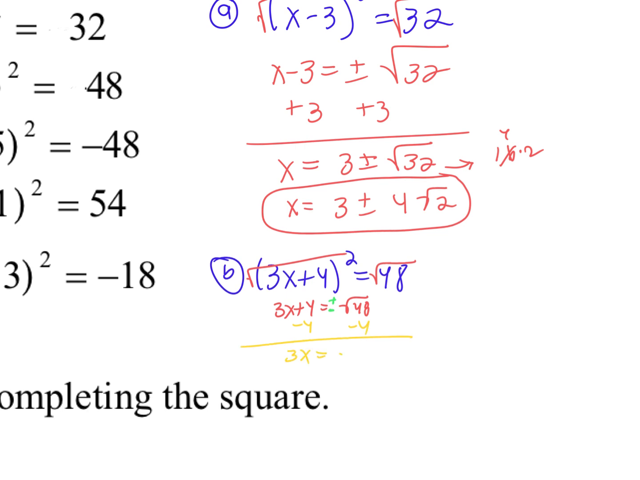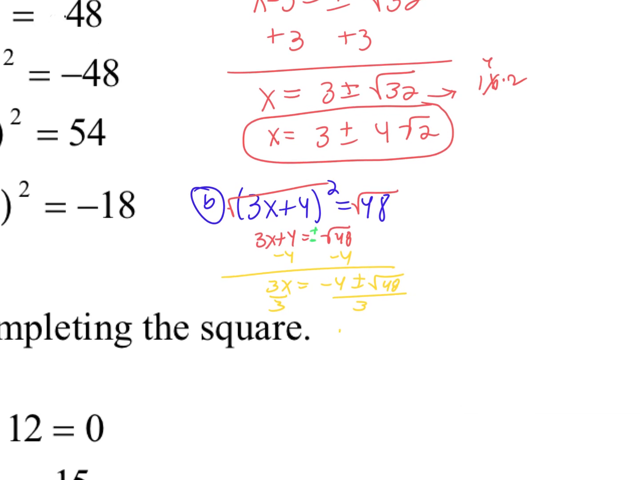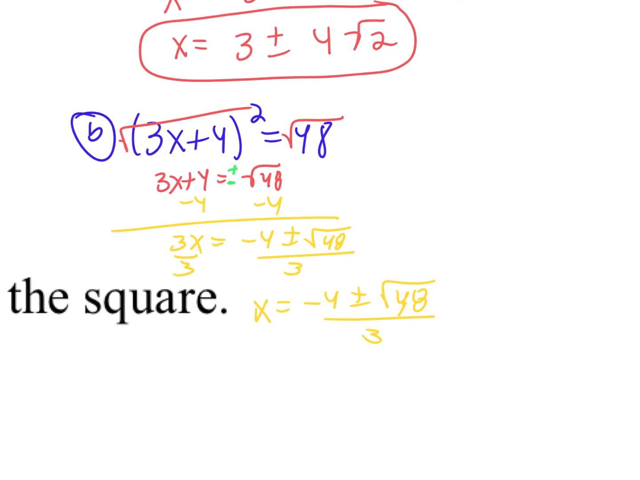So 3x equals negative 4 plus or minus the square root of 48. I'm going to divide both sides by 3. So I have x equals negative 4 plus or minus the square root of 48 all over 3. And the last thing we need to do, you've got to break down that radical. So I can break down 48 into 16 times 3. The square root of 16 is 4. So this is going to be x equals negative 4 plus or minus 4 square root of 3 over 3.